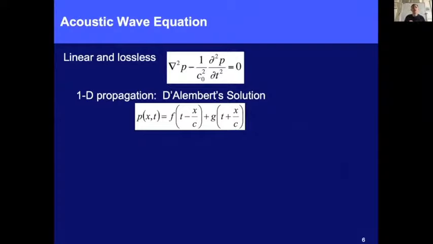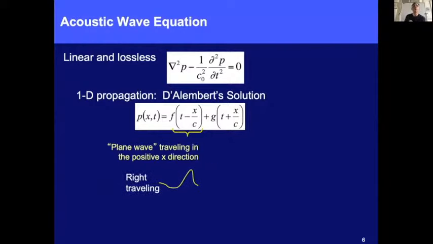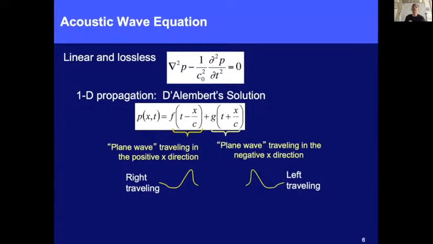The two terms in here have a physical interpretation. The f of t minus x over c corresponds to a plane wave moving in the plus x direction, often referred to as a right traveling wave. And the g form with t plus x over c as its argument corresponds to a plane wave that's traveling in the left direction, or moving in the negative x direction. And this is a general solution. F and G you can get either by knowing initial conditions or, if you know what the boundary values are, from a boundary. And so they can be any function.